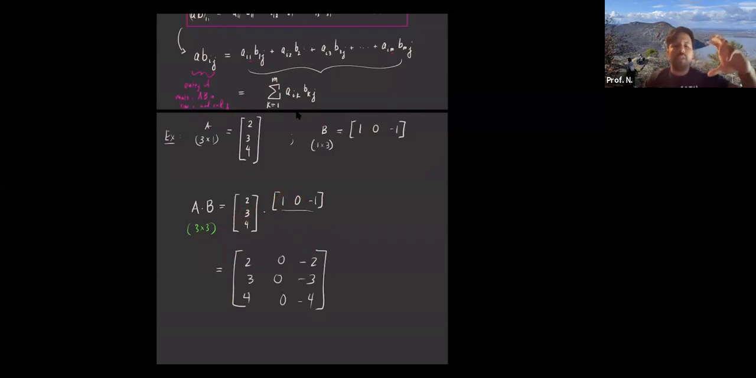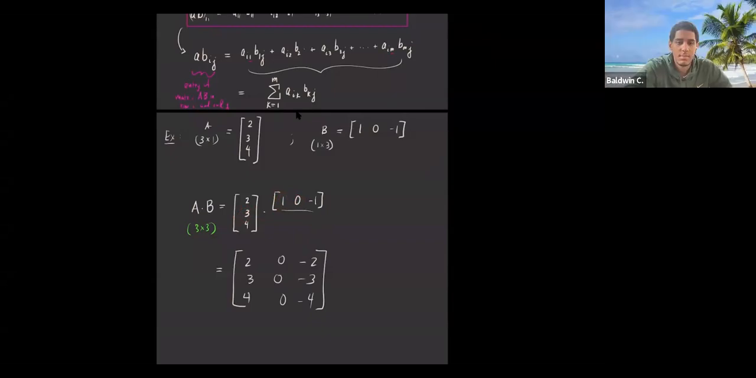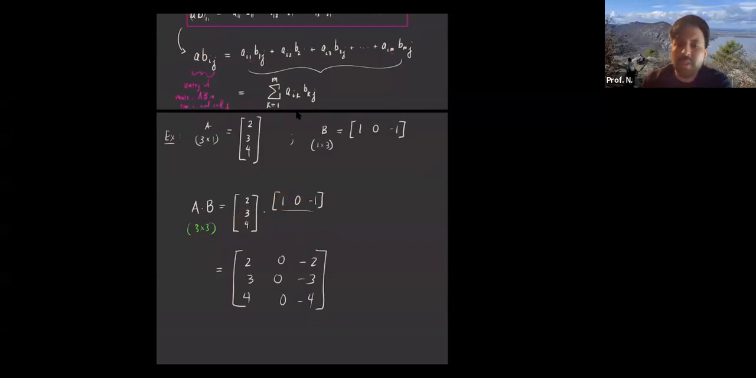So a 3 by 1 matrix multiplied by a 1 by 3 matrix produces a 3 by 3 matrix. And remember, the condition that must be met is that the inner dimensions have to be the same, and the product, the result, has the outer dimensions of each matrix.